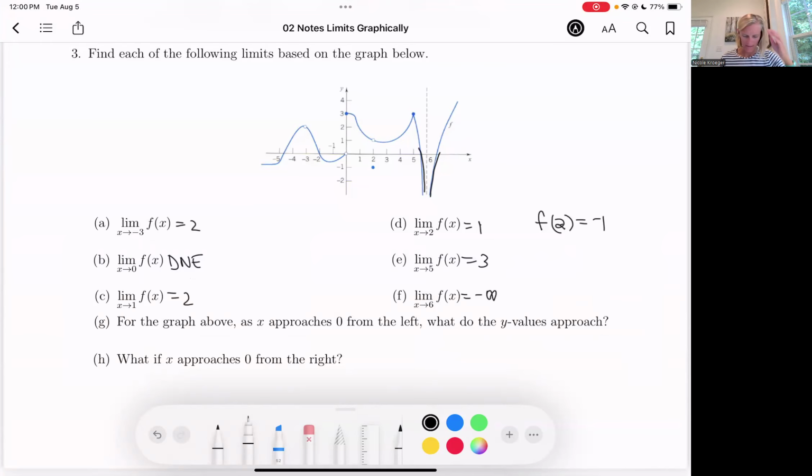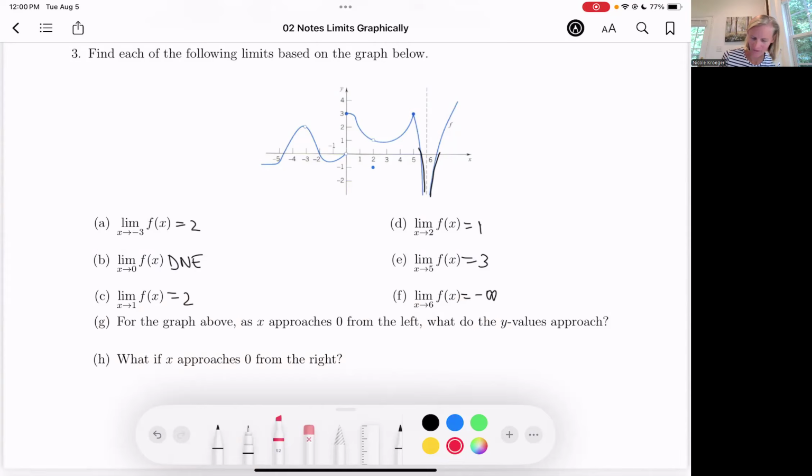Okay. So now I'm going to ask a question to lead us into another definition. So we noticed that at 0, we said that the limit did not exist because something different was happening on the left and the right of 0. And so we want to be able to talk about this because just saying the limit doesn't exist doesn't help us understand what the graph looks like there. So what we're going to talk about in a minute is left-hand limits and right-hand limits. So for part G, I'm saying as x approaches 0 from the left.